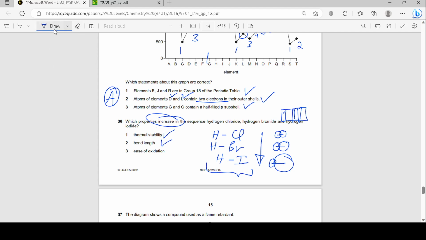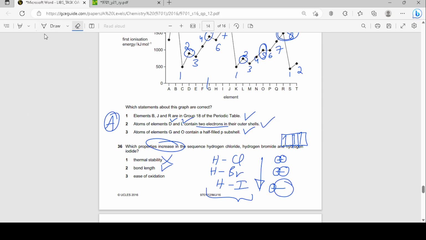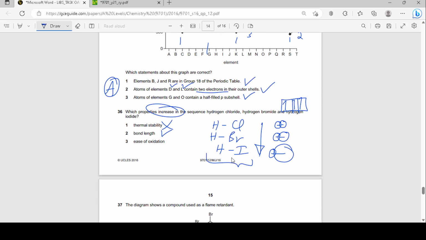It has the weakest bond strength, least bond strength. So it's the thermal stability basically. Well, actually, they said increase, so it's not that. Thermal stability decreases. Basically, HI will decompose much more easily than HCl, right? So a lower temperature is required to break down HI. It will break down at a lower temperature, so it's less thermally stable than HCl basically.